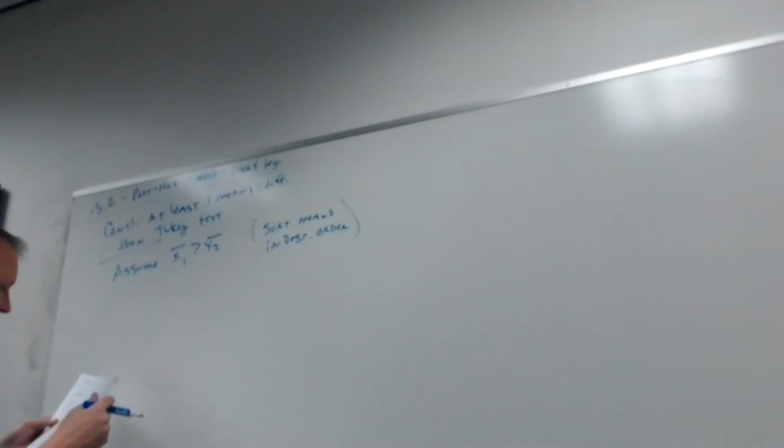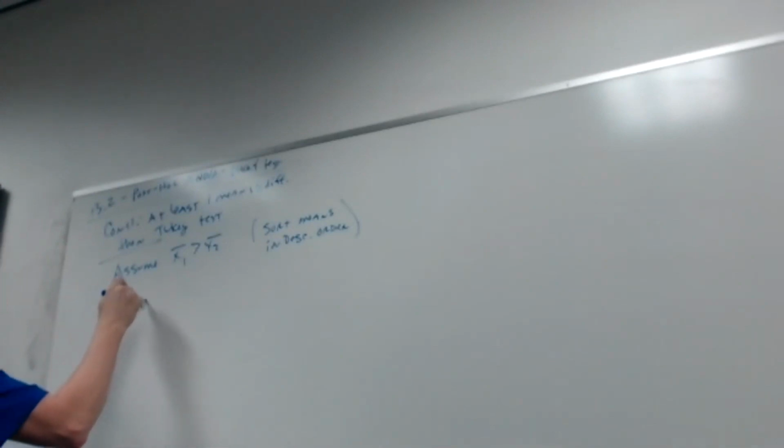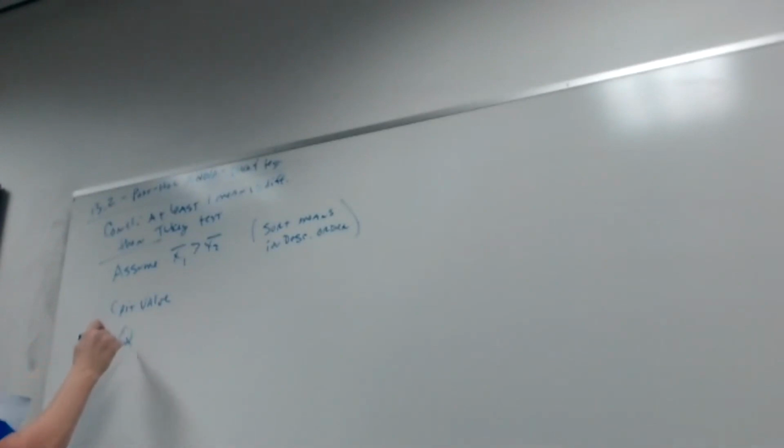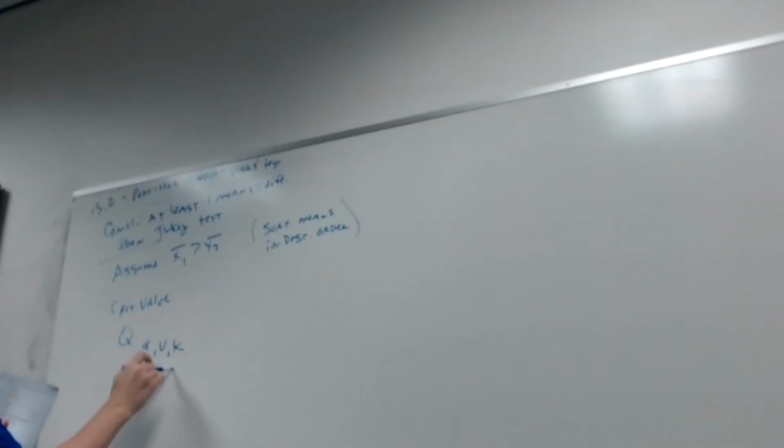The idea here is we need to find our critical value. In the back of your book we have a Tukey chart, and I'll show you that here. Basically, you've got Q, alpha, V, and K. Alpha equals your significance level, just like it always does. V equals N minus K, and K equals your number of means. I'll show you how that works in just a minute.